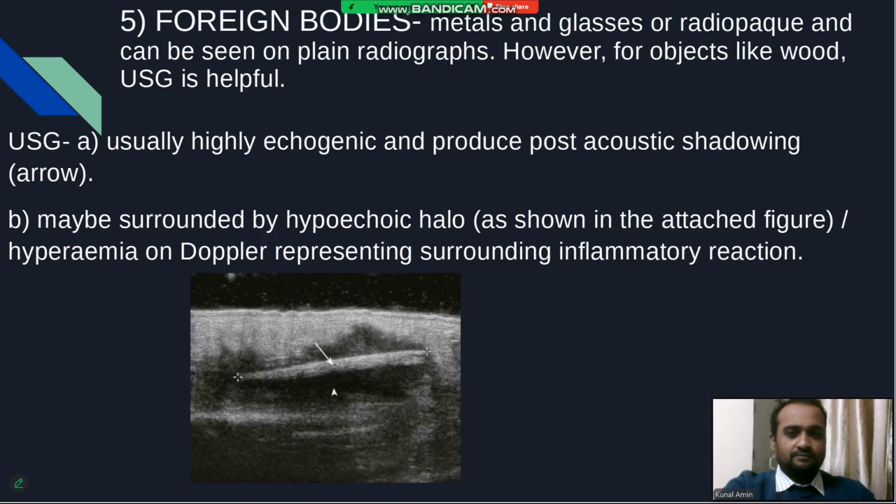tissue. Moving on to foreign bodies, metals and glasses are radio-opaque and can be seen on plain radiographs. However, for objects like wood, ultrasound is helpful. On ultrasound, it is seen as highly echogenic and produces posterior acoustic shadowing. It may be surrounded by a hypoechoic halo, as shown in the attached figure, which can also show hyperemia on Doppler, representing surrounding inflammatory reaction.